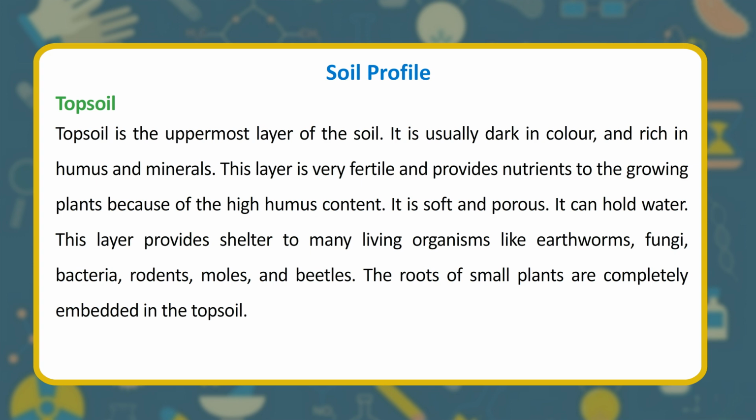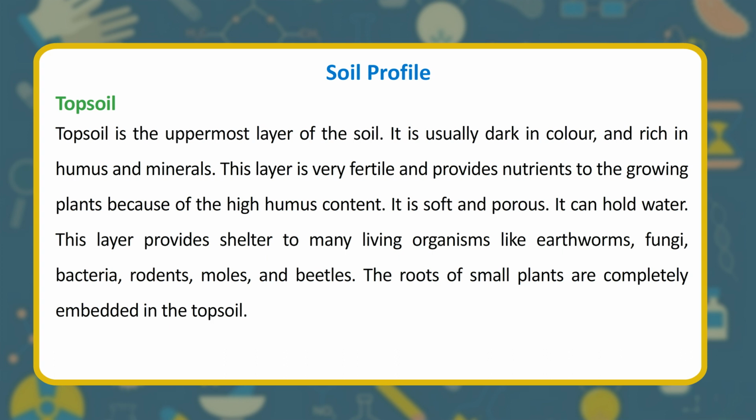Topsoil. Topsoil is the uppermost layer of the soil. It is usually dark in color and rich in humus and minerals. This layer is very fertile and provides nutrients to the growing plants because of the high humus content. It is soft and porous.